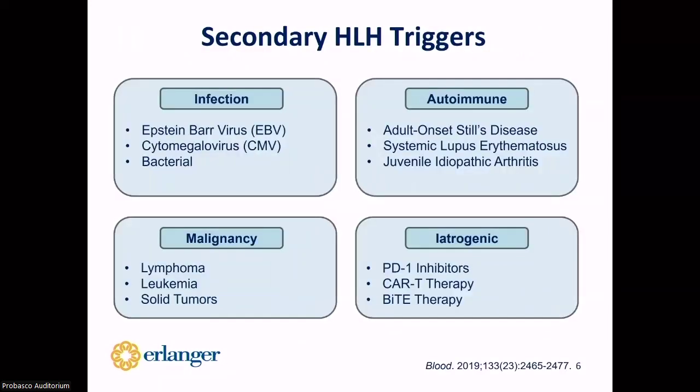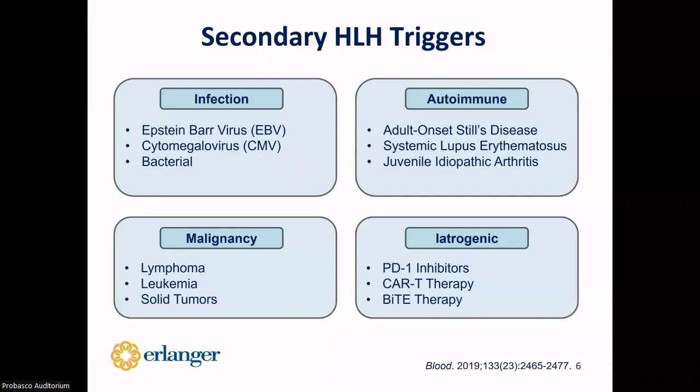So we discussed that secondary HLH is thought to be caused by exogenous triggers. These are often implicated by infection, autoimmune disorders, malignancy, and iatrogenic causes, most often immunomodulators. Starting with infection, our most common cause, it's thought to be attributed to up to 50% of all HLH cases, most associated with Epstein-Barr virus, cytomegalovirus, or general bacterial infections.